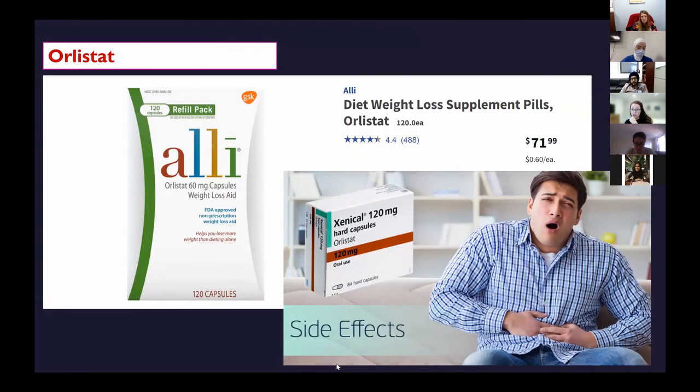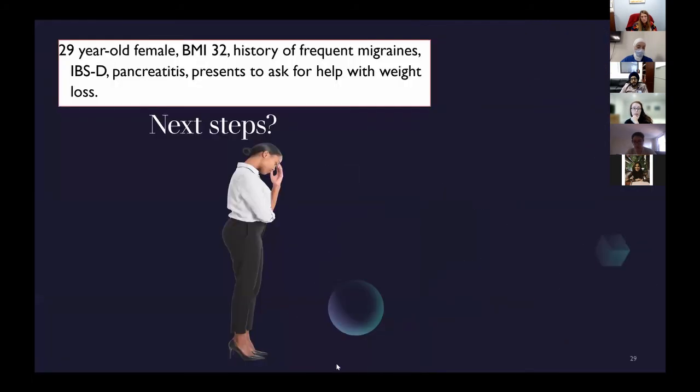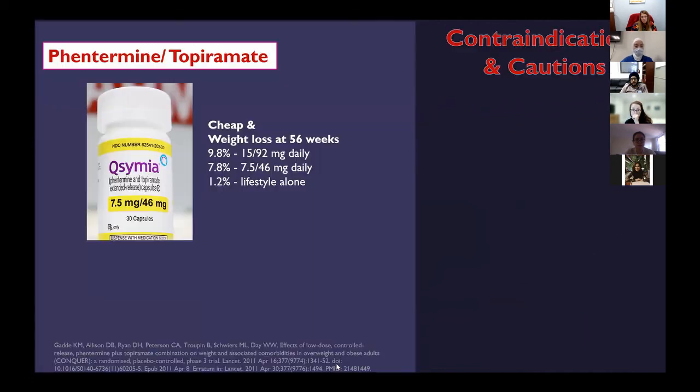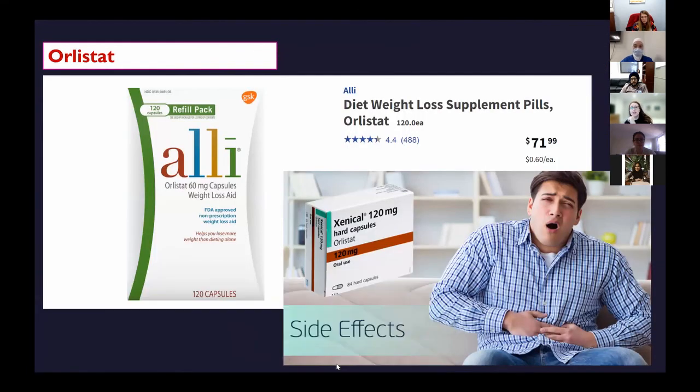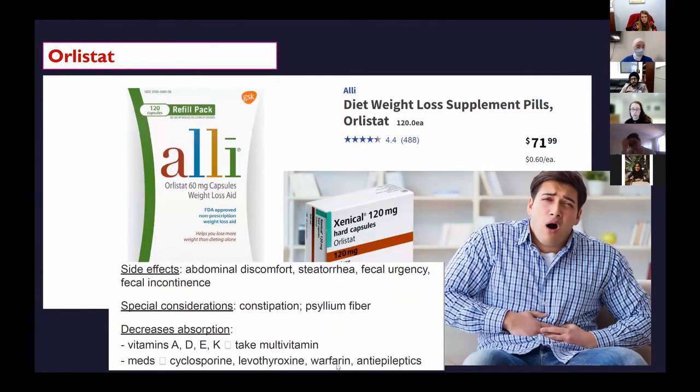Something that's not cheap is Orlistat. I'm going to go back to this patient for a second. Why should this patient not get Orlistat? The IBS diarrhea. Yeah, thank you. Right. So it's contraindicated with IBS for good reasons, right? Orlistat is expensive. It's extremely poorly tolerated.